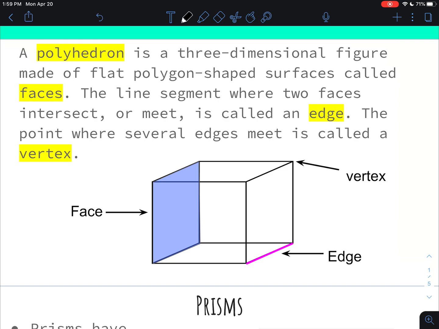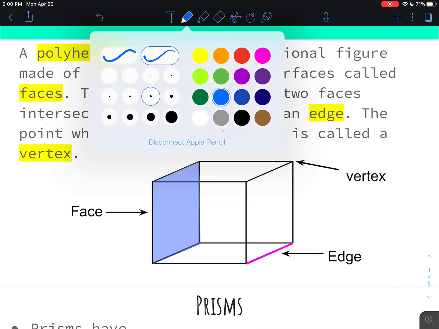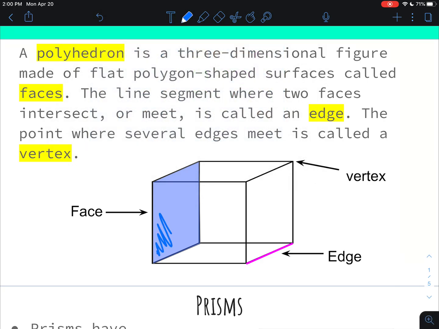So a polyhedron is actually a three-dimensional figure made of flat polygon-shaped surfaces. So each side, or each face is what we're talking about, is actually a type of polygon. Let it be a triangle, a square, a rectangle, whatnot. Each side is made up of different polygons that you've already worked with. So a face, as you can see here, it's colored blue. This is one of the faces. Each side is called a face.